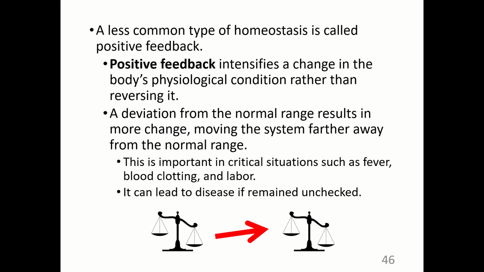A less common type of homeostasis is called positive feedback. Positive feedback intensifies a change in the body's physiological condition rather than reversing it. A deviation from the normal range results in more change, moving the system farther away from the normal. This is important in critical situations, such as fever, where the temperature needs to spike to stimulate the immune system, or blood clotting, where platelets need to increase in number to plug a wound, and labor, where contractions need to increase so that the baby can be born.